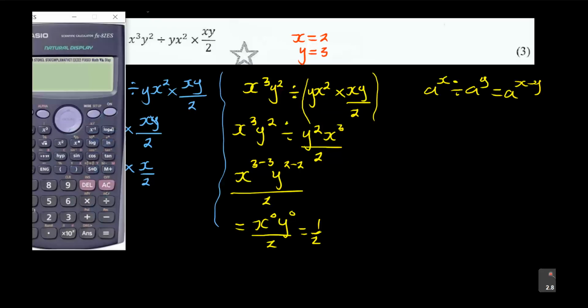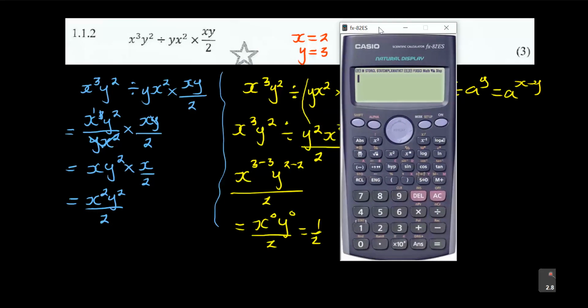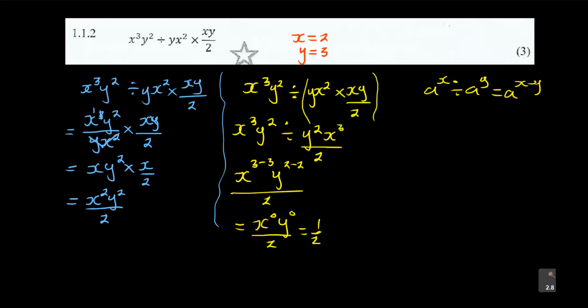So then I wanted to test to see what I will get. It either gives me a half or it gives me the answer to that expression. So I had x cubed, which is 2 cubed, times 3 squared, divided by y, which is 3, times x squared, which is 2 squared, times 3 times 2 times 3 over 2, and then the answer I got was 288.